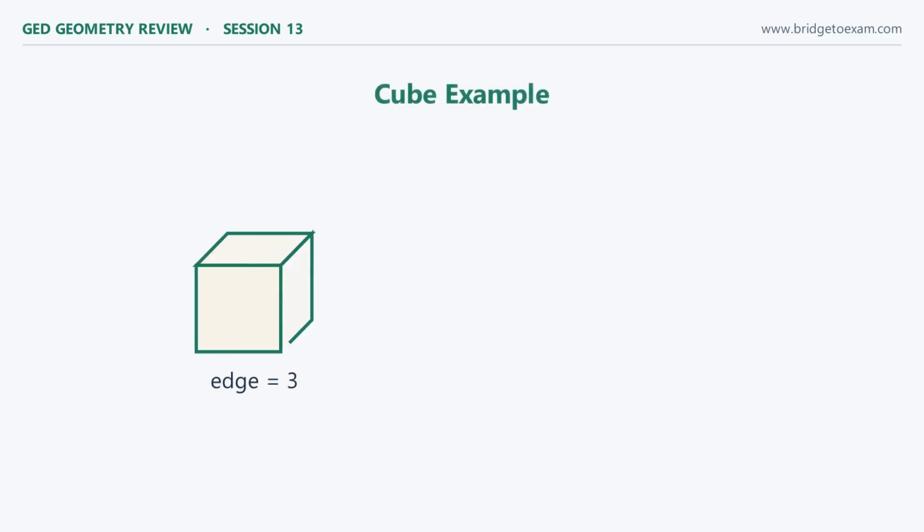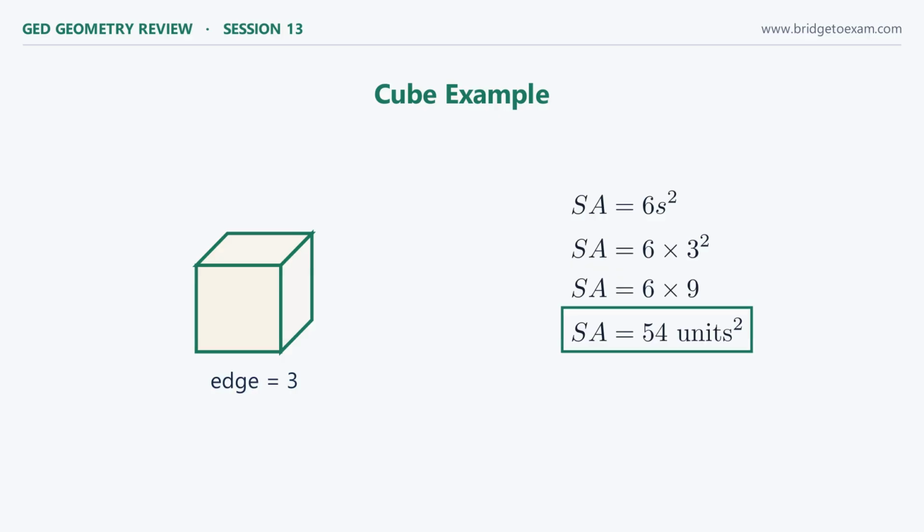Let's try a cube with edge 3. Each face is 3 squared, which is 9. There are 6 faces, so 6 times 9 is 54. Surface area is 54 square units.